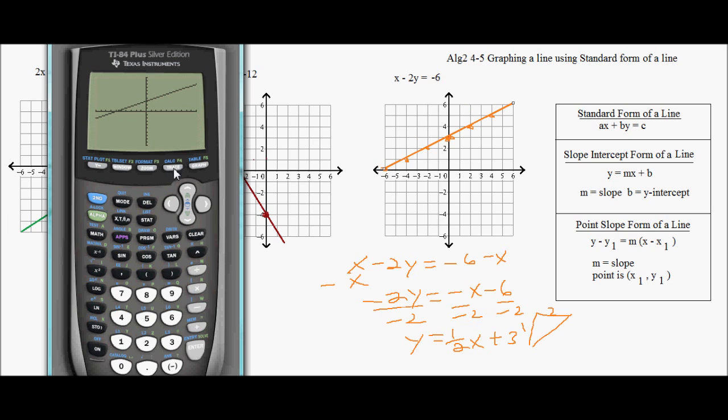Looks the same. Trace it. 0, 3. 0, 3 right there. How about negative 6? Negative 6 should be 0. Negative 6 is 0. What about 4? 4 should be like 5. And it is. And that's it.